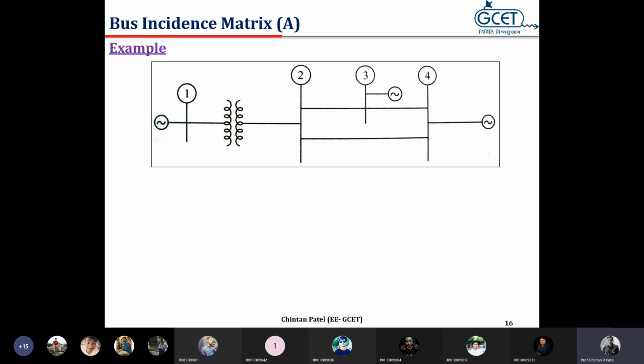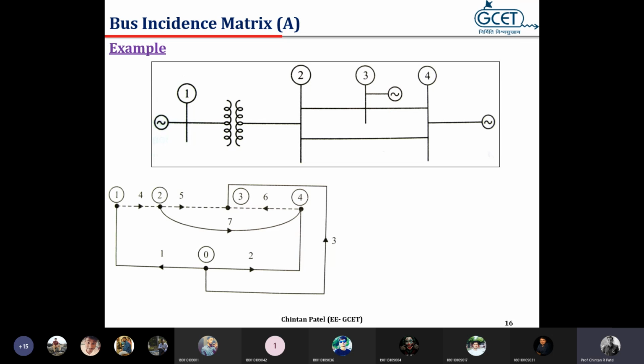This is also a 4 bus system where bus number 1 and buses 3 and 4 consist of generators, and there are various inter-bus connections. So this is the graph of the network where buses are connected. Bus number 1 is connected to ground, bus number 4 is connected to ground, and bus number 3 is also connected to ground. They have generators. So these thick lines indicate branches and the dotted lines indicate links.